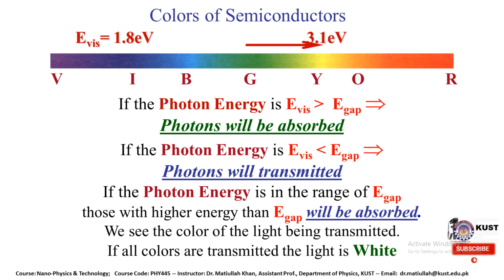In order to produce a particular sort of light, we need a semiconductor with the relevant band gap, and the band gap can easily be calculated from the equation E equal to hc divided by lambda. In that, the wavelength and the band gap are related to each other.